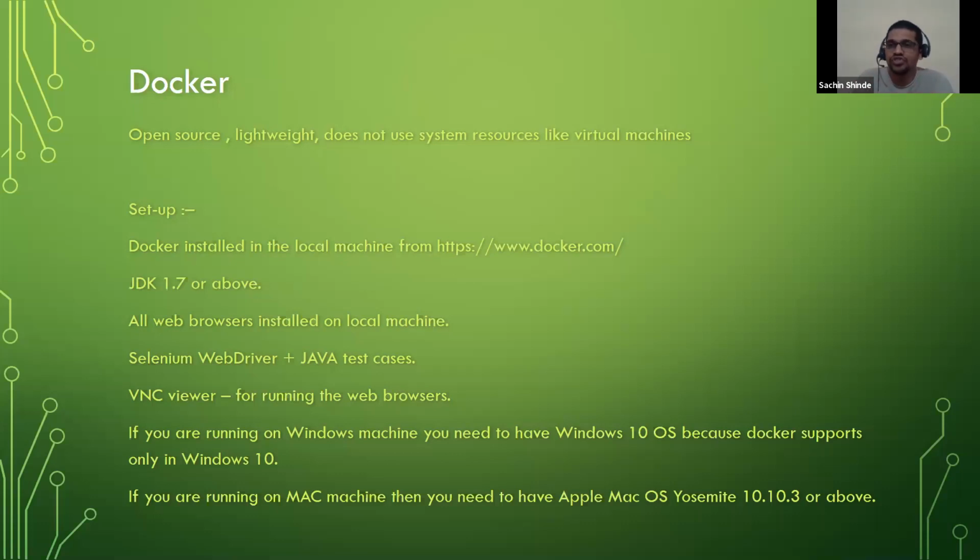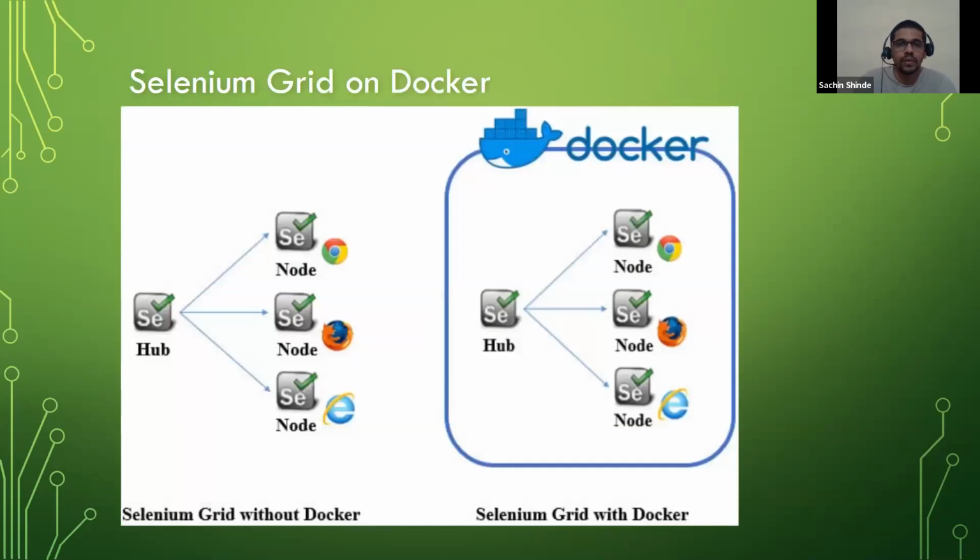I'm using a Windows machine. You can install Docker on Windows as well. Docker can be installed directly from the Docker website, www.docker.com. You just need some basic system requirements, like you need to have JDK, and of course you need to have your Selenium WebDriver test ready. You can use VNC Viewer to see your test execution if you are using debug nodes for either Firefox or Chrome driver. So we will see how that works in a minute. So this is again a Selenium Grid with Docker and without Docker.